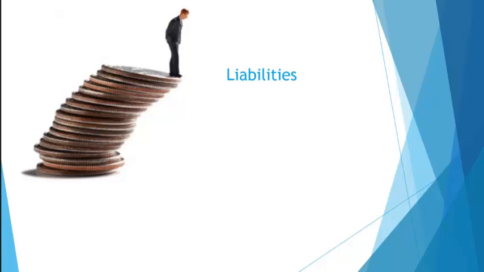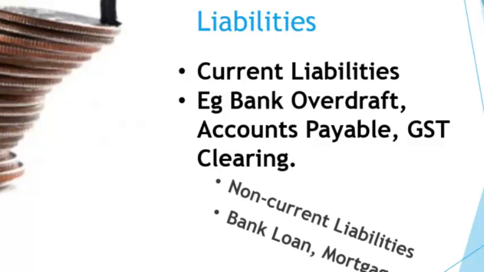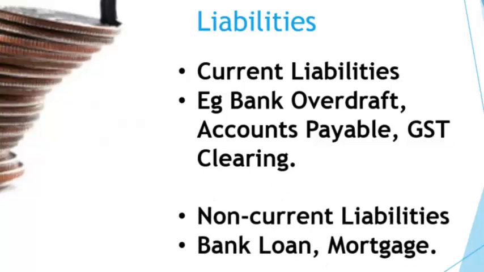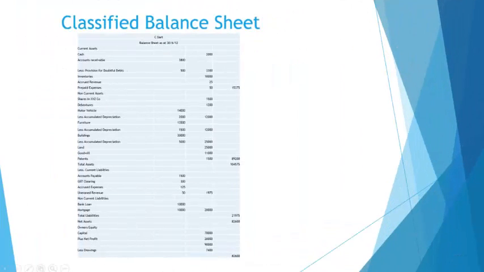Liabilities is another section which gets segregated into current liabilities, the liabilities that we have to pay back in the next accounting period, i.e. the next year, commonly bank overdraft, accounts payable, GST clearing, and the other classification is non-current liabilities, i.e. the liabilities that we have to pay in the longer term, more than a year, commonly bank loan and mortgages. Let's have a look at a classified balance sheet.